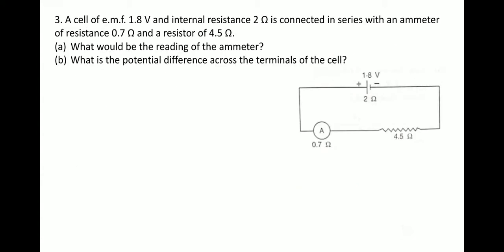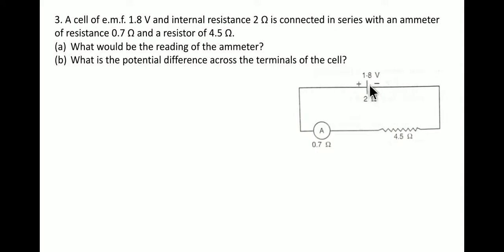Next we move on to question number 3. A cell of EMF 1.8 volt and internal resistance 2 ohm is connected in series with an ammeter of resistance 0.7 ohm and a resistor of 4.5 ohm. So over here, this is the circuit. You can see there is a potential difference.